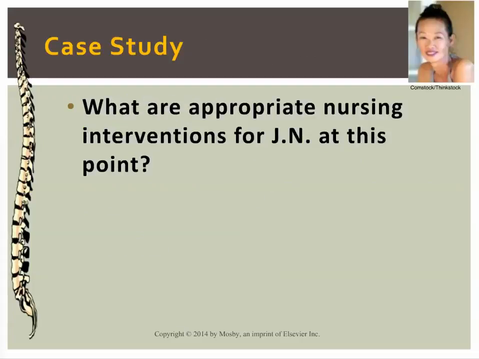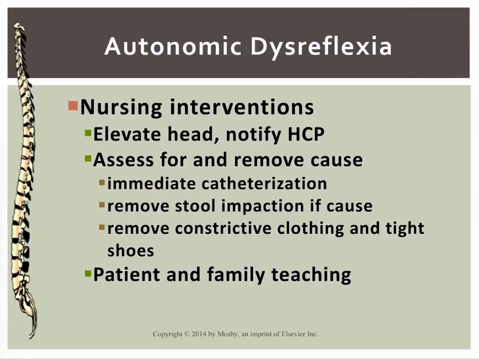So what are the appropriate interventions for JN at this point? The condition is a life-threatening situation that requires immediate resolution. If resolution does not occur, this condition can lead to status epilepticus, stroke, myocardial infarction, and even death.